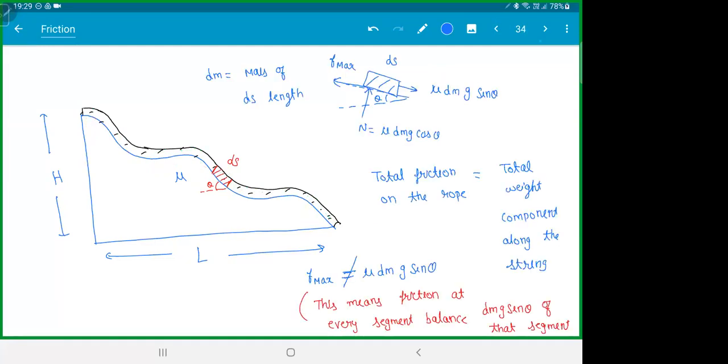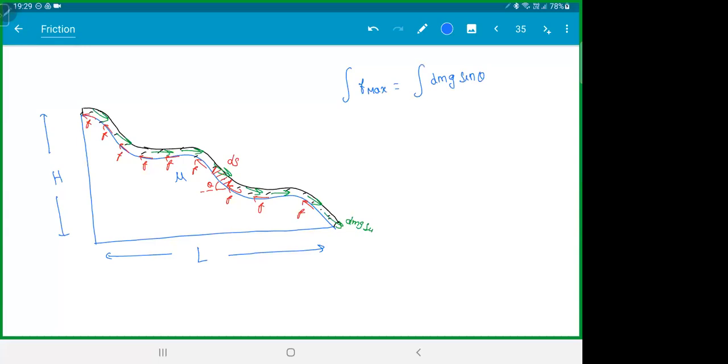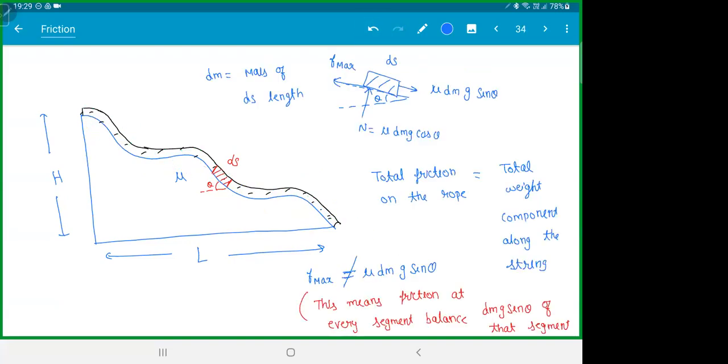Are you getting the difference between this and this? The total friction acting on the rope is equal to total weight acting on the rope. That is true. But the meaning of this statement is you're saying every segment of friction is balancing its own weight, which is wrong. Do you guys agree with that?